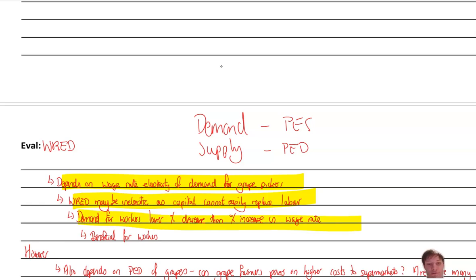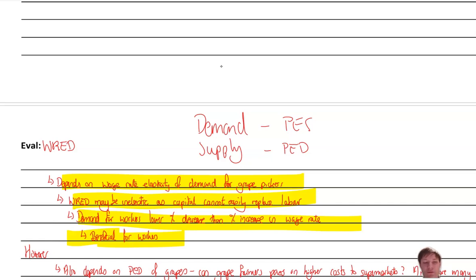As a result, there'll be a lower percentage decrease in demand for workers than the increase in the wage rate. And ultimately, that would be beneficial for workers. Workers would experience a significant increase in their wage rate. You'll see limited unemployment in that industry. And for those workers who are still in the UK, well, that's very good for them.